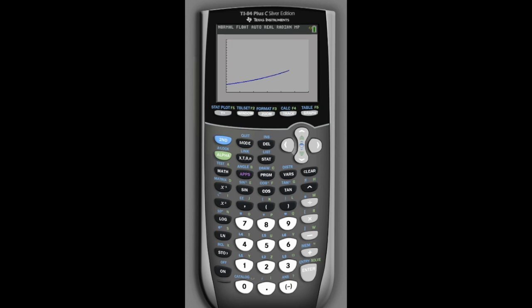Starting to curve up. And there we go. Okay, so now the first question, A, says use the calculator to determine the height of the plant to the nearest centimeter at the end of the 4th month.